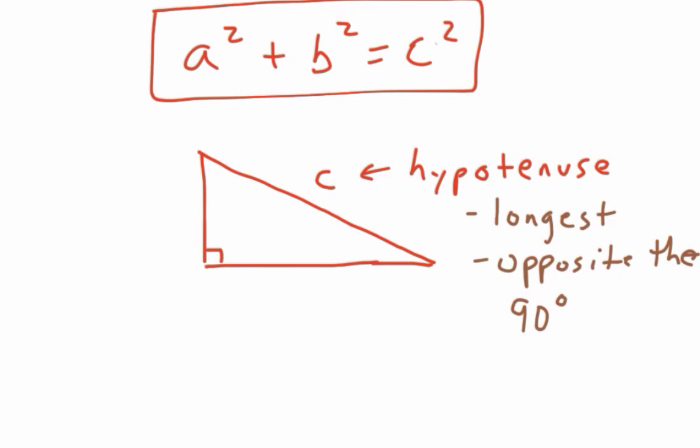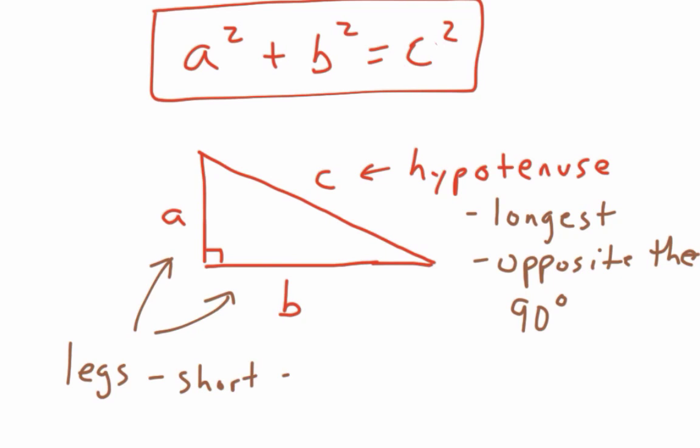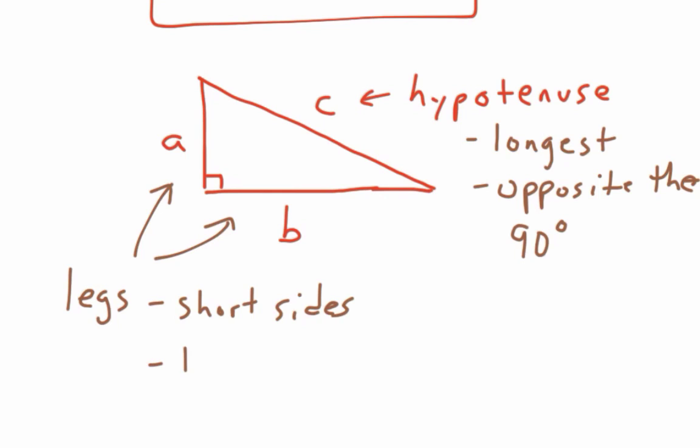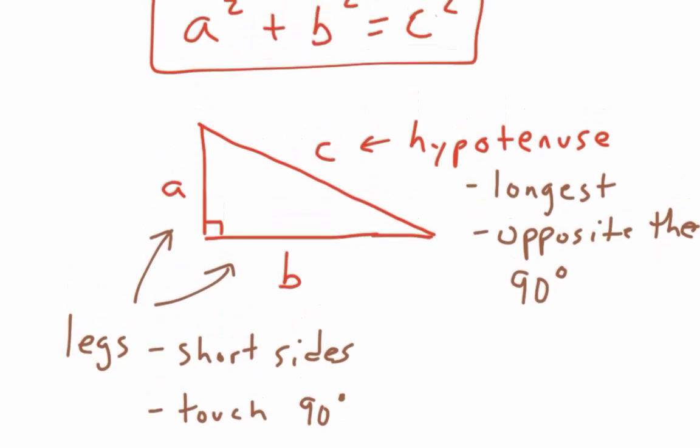Now for a and b, it doesn't really matter which one is the vertical in mine and which one is the horizontal. They just have to be on the other two sides, which are called legs. So maybe we'll label those two also. Those sides, the legs, are the short sides, and they touch, or meet, the 90-degree angle. So a and b could be either of those two legs. c has to be the hypotenuse in order to get it to work. This is a squared plus b squared equals c squared.